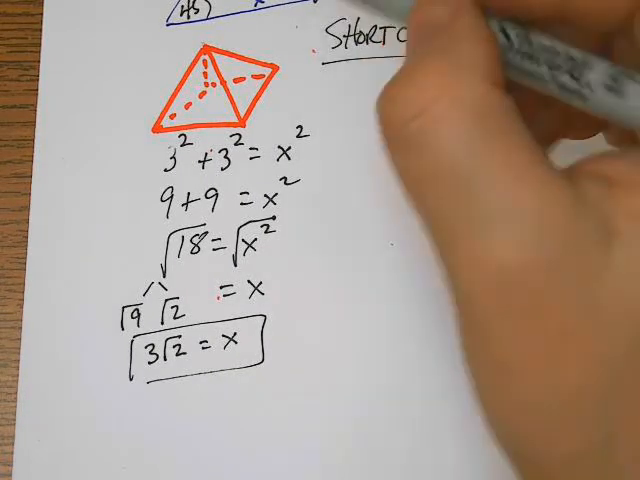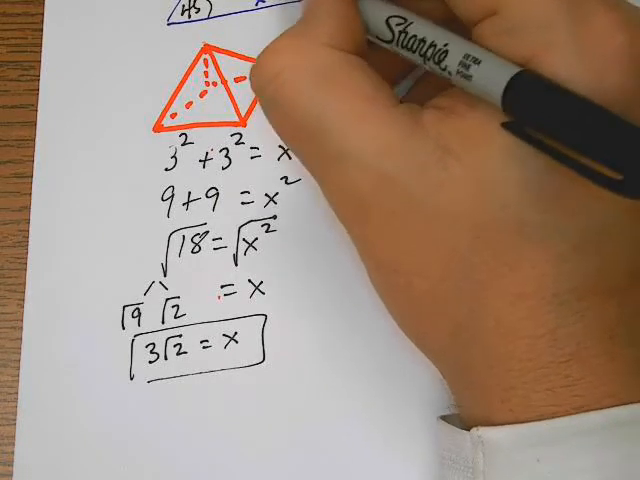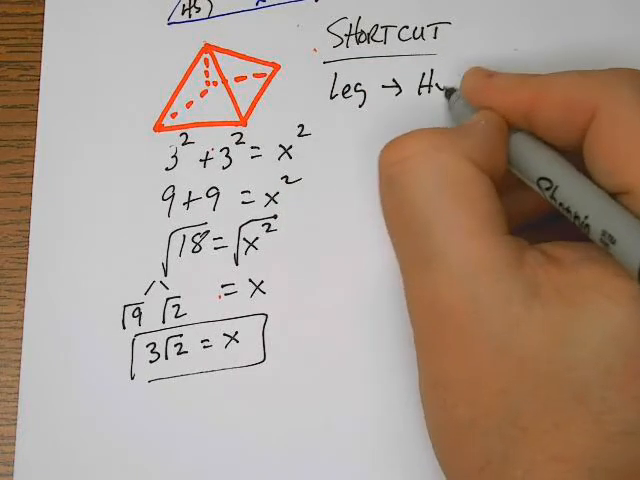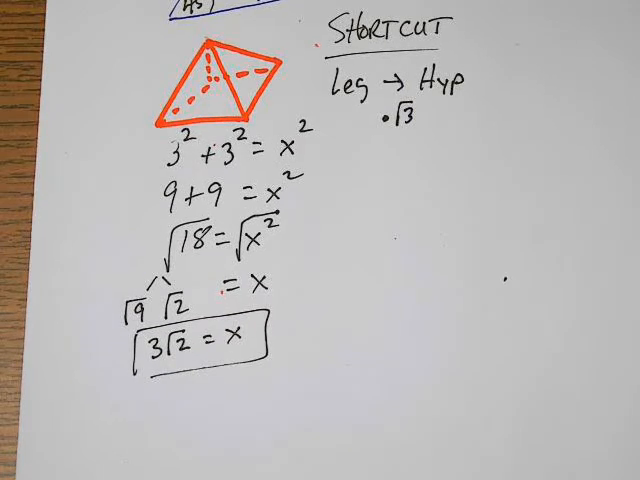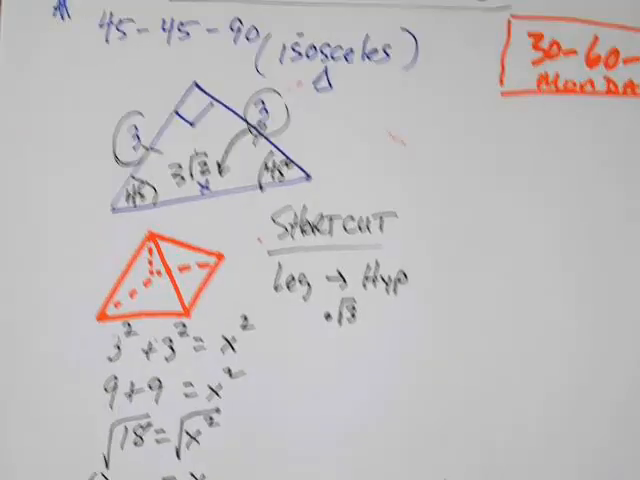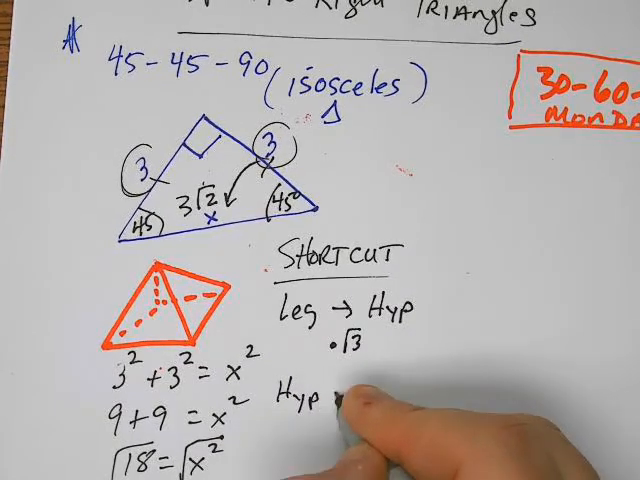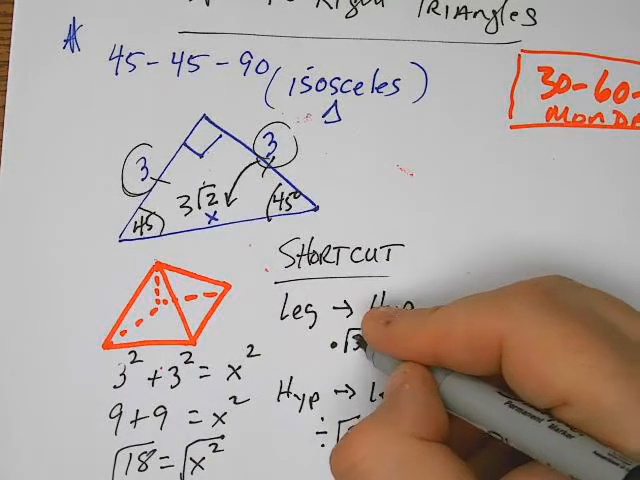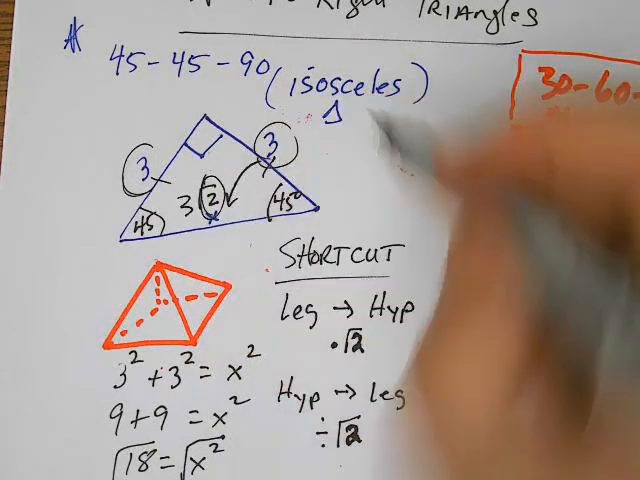Okay, so then there's a shortcut. If I know that the length of the leg is 3, what do I need to multiply to get to the hypotenuse? Leg to hypotenuse, I multiply by the square root of 2. And I do show that right there. What about going from the hypotenuse to the leg? I divide by the square root of 2. Right there.